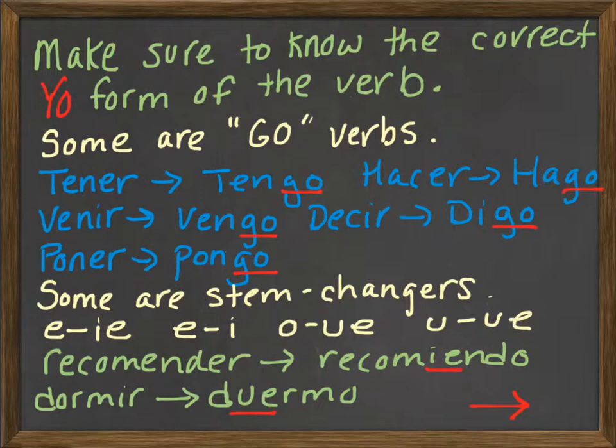Some of the other verbs you're going to encounter are stem changers. Remember, these are verbs that have a vowel that changes from an E to IE, an E to I, an O to UE, or a U to UE. So just make sure that you ask yourself, does this look like a stem changer when you're dealing with it? And you can always look it up in a dictionary and see if it is a stem changer. So an example, recomendar is actually an E to IE stem changer, and you get recomiendo as the yo form. Dormir is a stem changer, O to UE, and you get duermo. These are the yo forms.